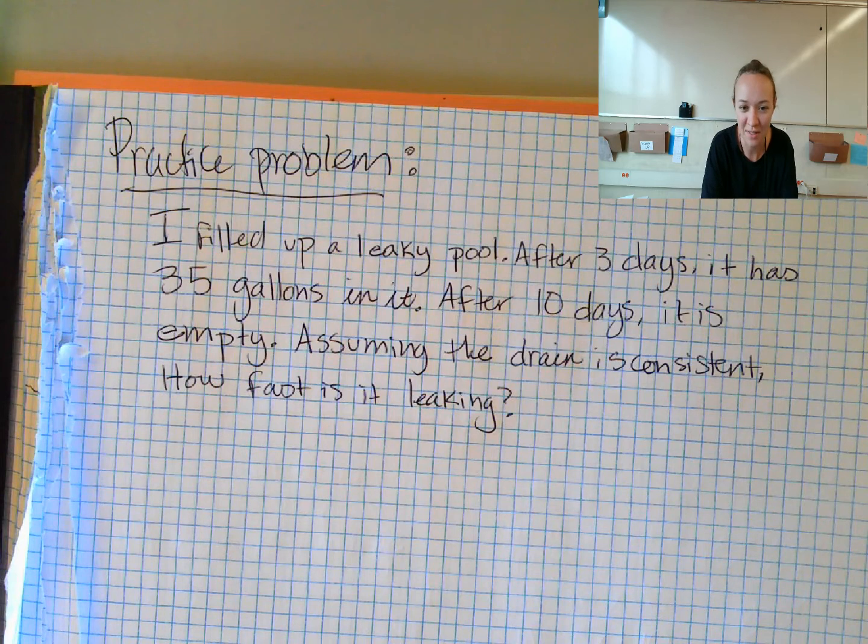All right, so your problem is, I filled up a kiddie pool for my kids, but it has a leak. After 3 days, it has 35 gallons in it. I know this because I'm a genius. After 10 days, it is completely empty. We're going to assume that my leak is consistent, that it's draining at a consistent rate. I want to know, how fast is it leaking?